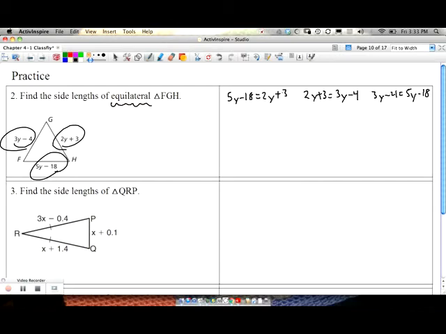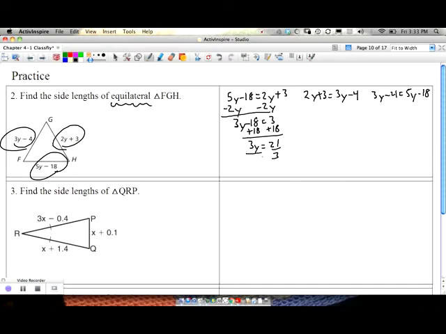I'm going to subtract 2y from both sides. I get 3y minus 18 equals 3. I add 18 to both sides. 3y equals 21. Divide by 3. Y equals 7. Excellent. So y equals 7.